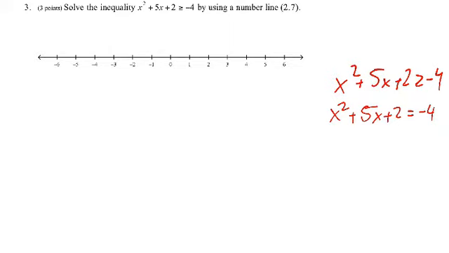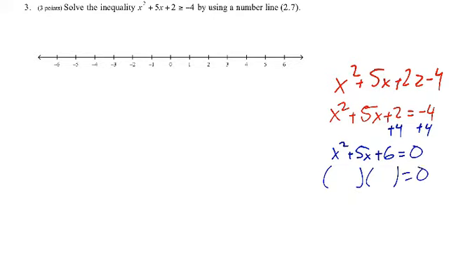So I'm going to add 4 to both sides. So we get x squared plus 5x plus 6 equals 0. Now from here, we can factor this. So we got to think of two numbers that multiply to 6 but add to 5. So two numbers that multiply to 6 and add to 5 are positive 3 and positive 2.